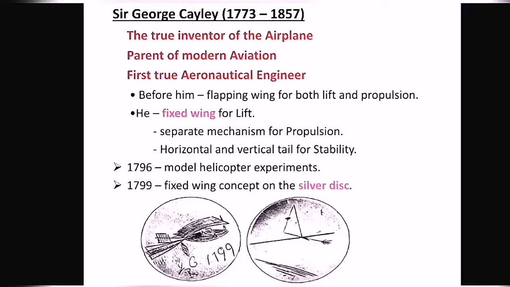In 1796, he did some model helicopter experiments. And then in 1799, he drew his fixed wing concept on a silver disc. This is the silver disc. This is the front side. He drew the fixed wing concept on the front side of the disc, and this is the back side of the silver disc. This shows the forces on this fixed wing.